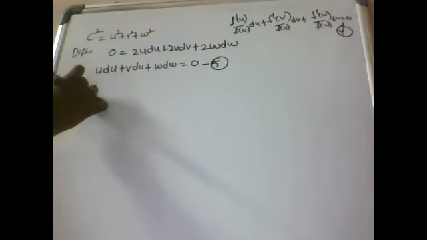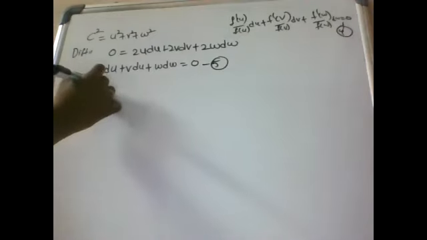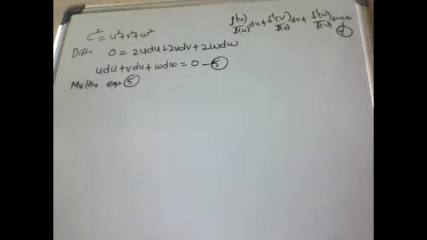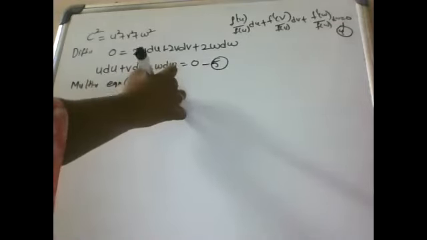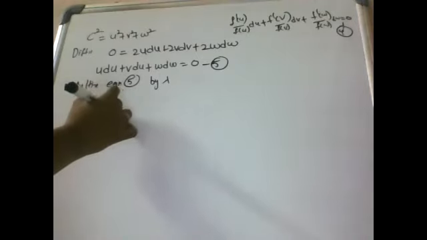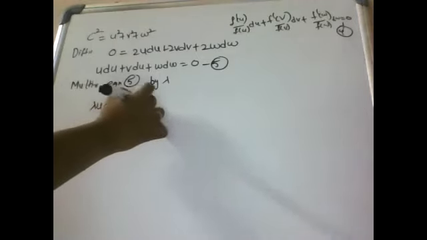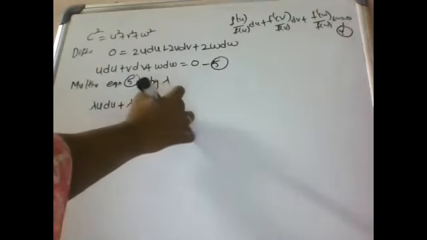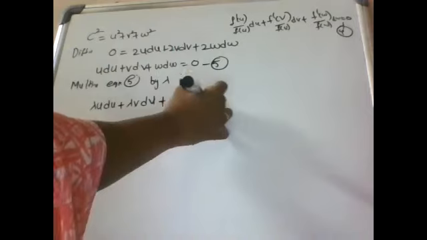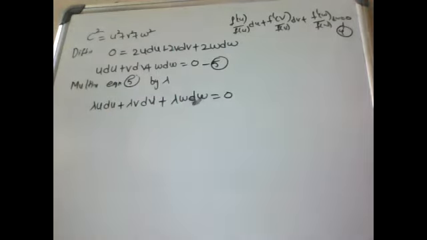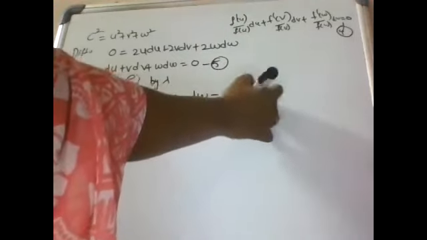Here, multiplying equation 5 by lambda, we get lambda u du plus lambda v dv plus lambda w dw equal to 0. So this is equation 6.